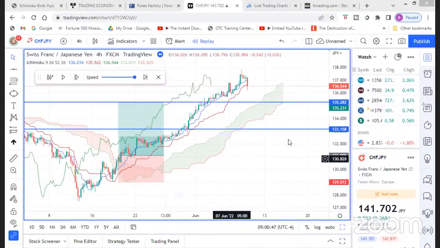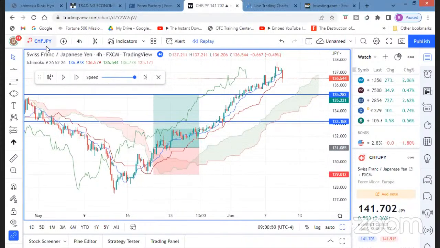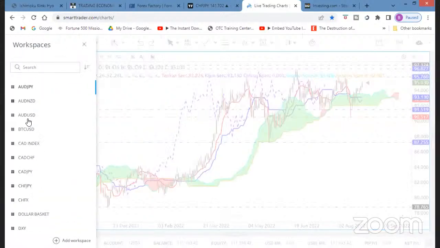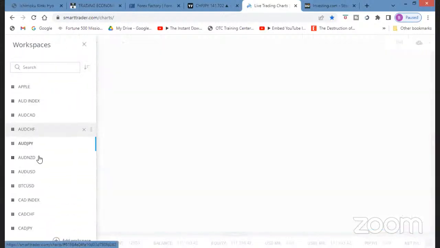If you go to Smart Trader, can you pull up this Swiss yen? Yeah. Which time frame? Go to the one for me. Okay.